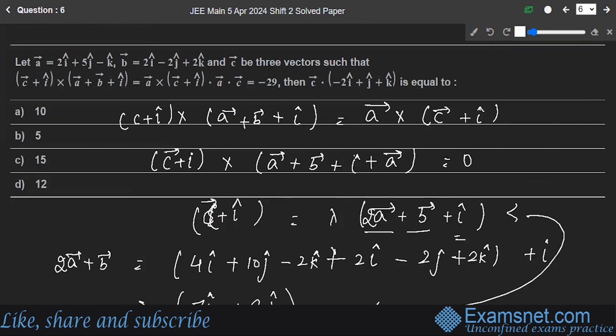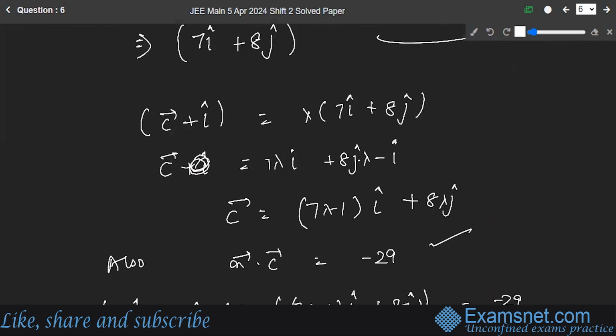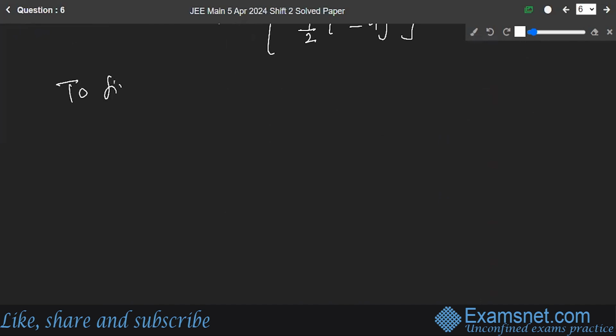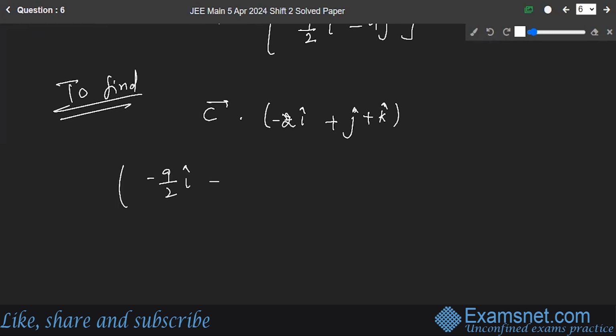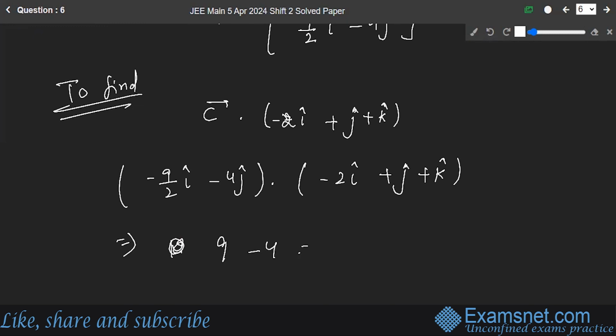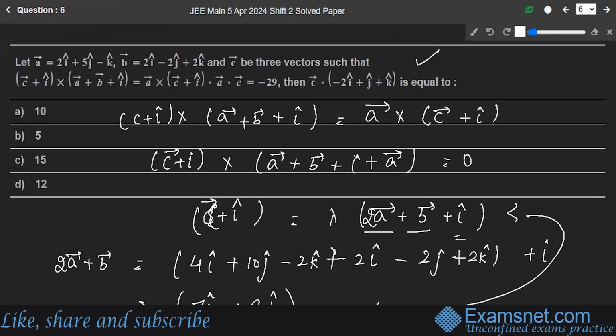Right. Now what you had to find out was this C vector dot this vector. To find was C vector dot minus 2I, j and k. C vector came out to be minus 9 by 2 I minus 4j, dot product minus 2I, j and k. This will give me 9 and minus 4. So this is 5. The answer to the question, option B. Hope you got that. Let's move to the next question then.